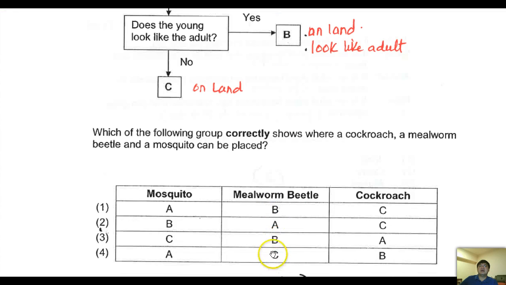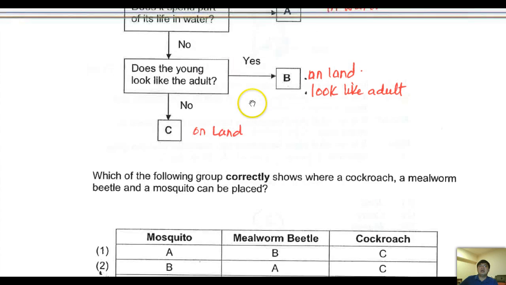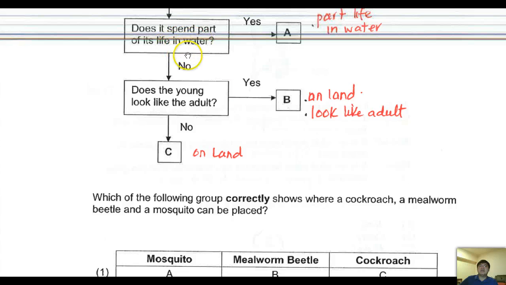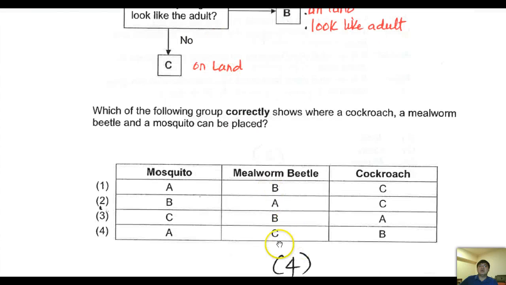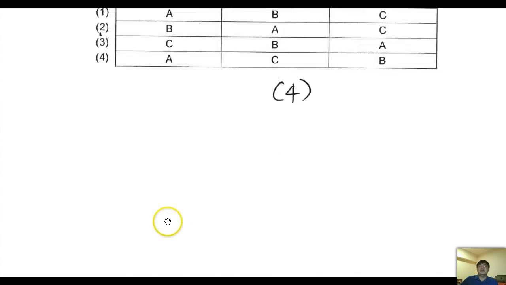So B over here. Look, on land, looks like adult, the cockroach looks like adult, so we are talking about this. Okay, C, on land, mealworm is on land. Does it look like adult? No. Right? Does it spend part of its life in water? No also. So mosquito, part of its life in water, is A. That's simple.